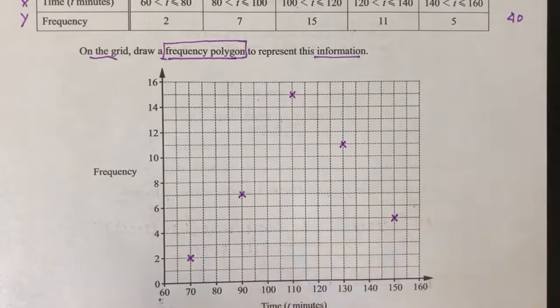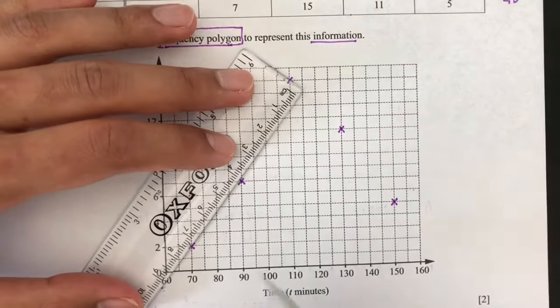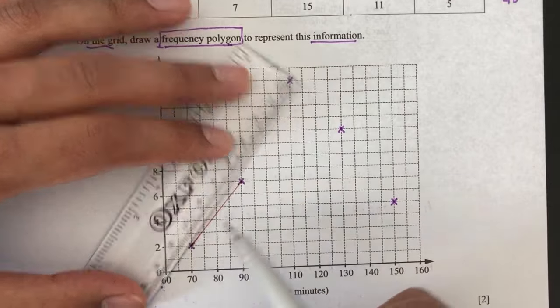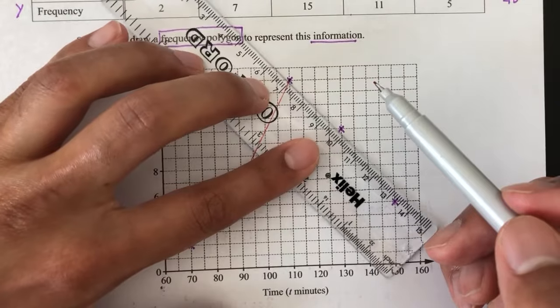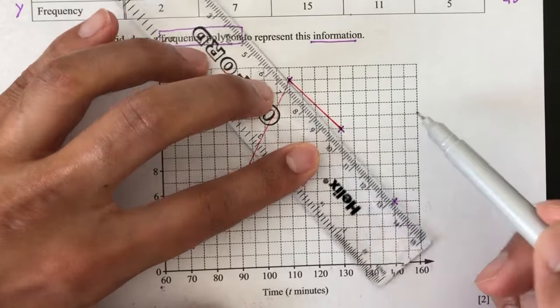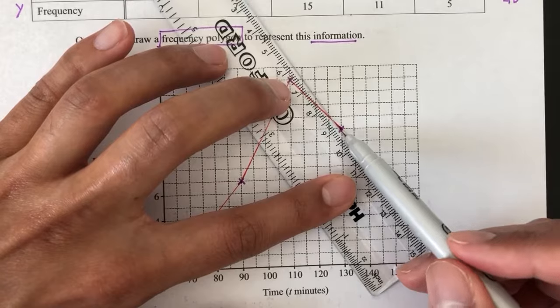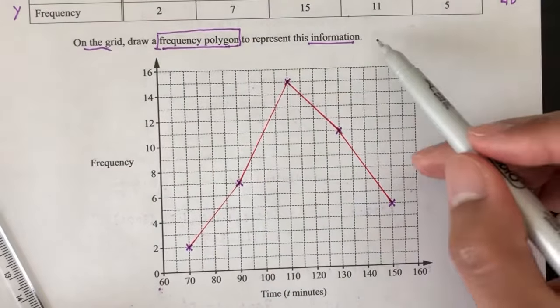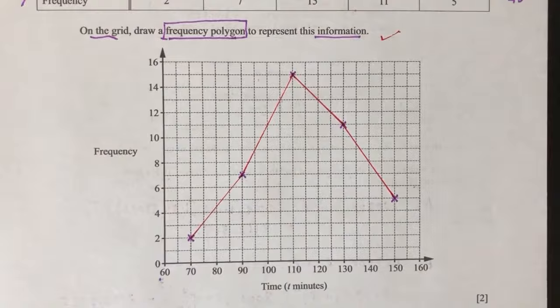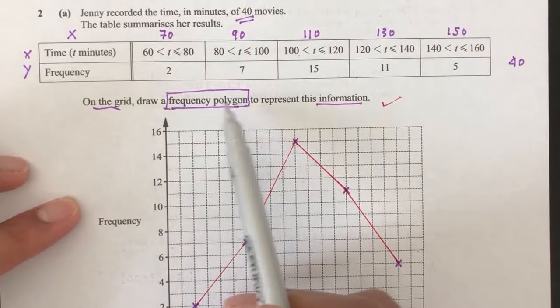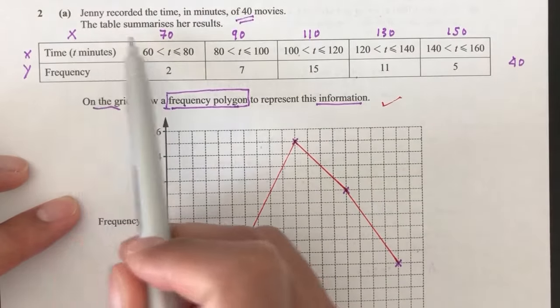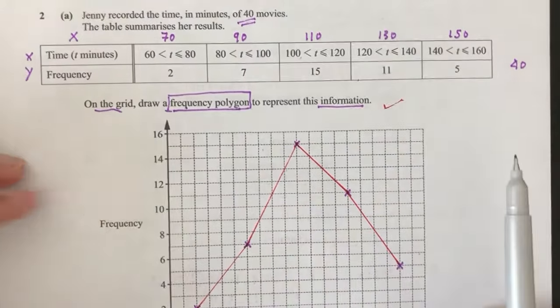We have to join them with straight lines. I will try to use a different color here so we can see the lines properly. So here we go. And this joining with this one. And that's the last one. Okay, and that's it for part A. So just to recap, whenever you have groups and you see frequency polygon, you have to find the midpoints. That will be your values on the x-axis.